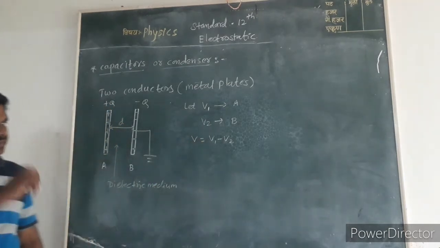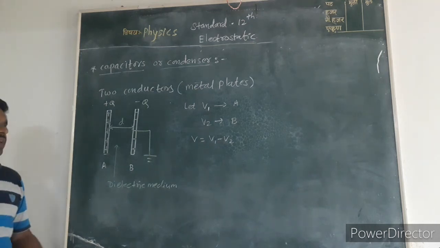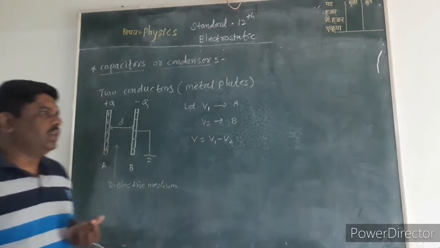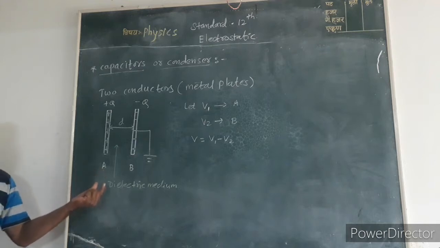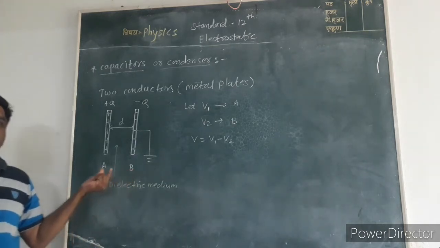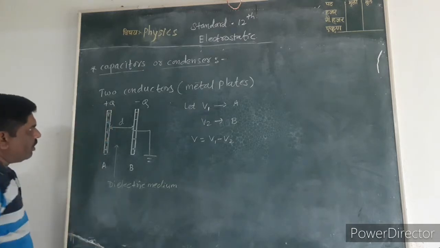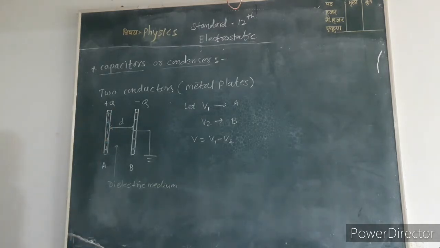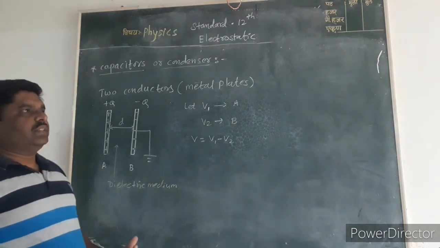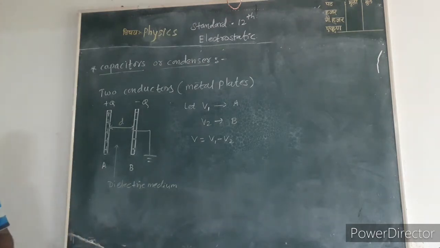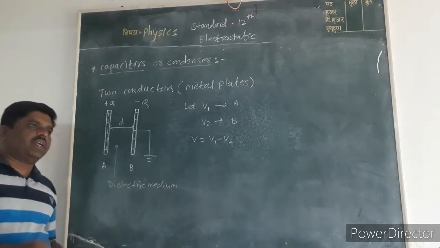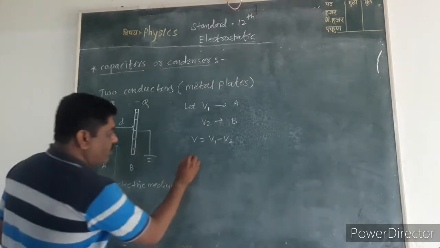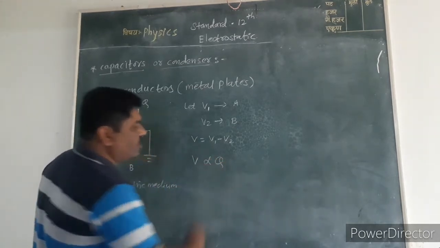This potential difference phi is equal to V1 minus V2. That means potential of plate A is greater than potential of plate B. Hence, the charge moves from A to B and work is done, and this work done is directly proportional to the magnitude of charge, or this work done in the form of potential, hence this potential is directly proportional to charge.